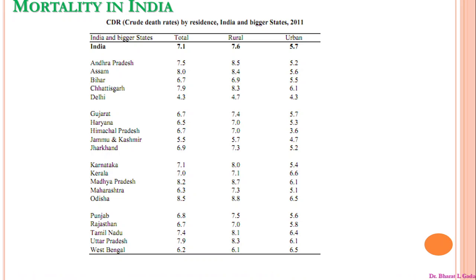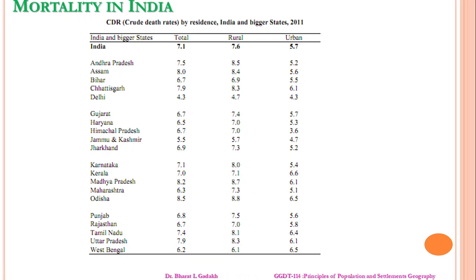Now Karnataka is 8.0 in rural area and 5.2 in urban area, and the total is 7.1. Kerala is 7.0 total, 7.1 rural and 6.6 urban. Madhya Pradesh is 8.2 total, 8.7 rural and 6.1 in urban areas. Now Maharashtra is very important here. Maharashtra is 6.3 total, 7.3 in rural area and 5.1 in urban areas. Now Odisha is 8.5, with 8.8 in rural areas and 6.5 in urban area.